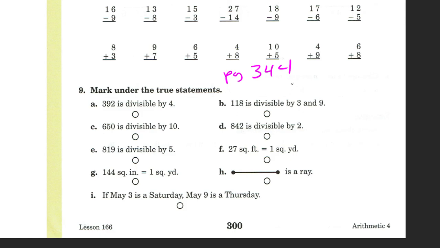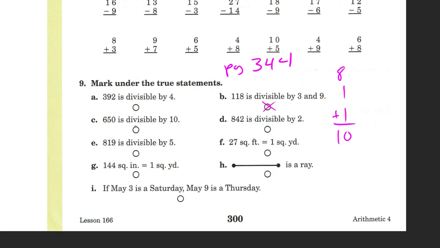So if we add all this up, 8 plus 1 plus 1, this will give me 10. Is 10 divisible by 3? Nope. By 9? Nope. So that's not true. 392 is divisible by 4. Is that true? I'm not sure about that. All right. You figure that out by yourself. Out of these two, which one is true? So you have to fill in the one that's true.